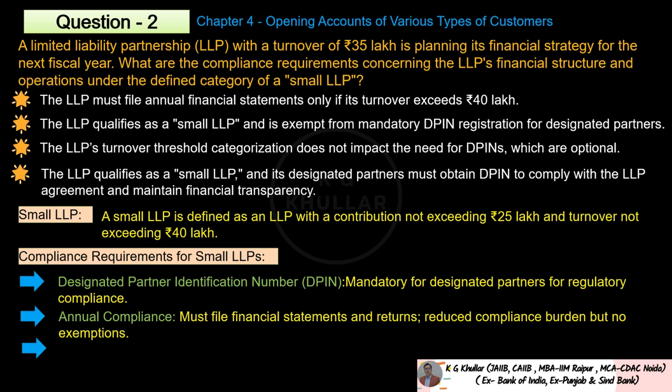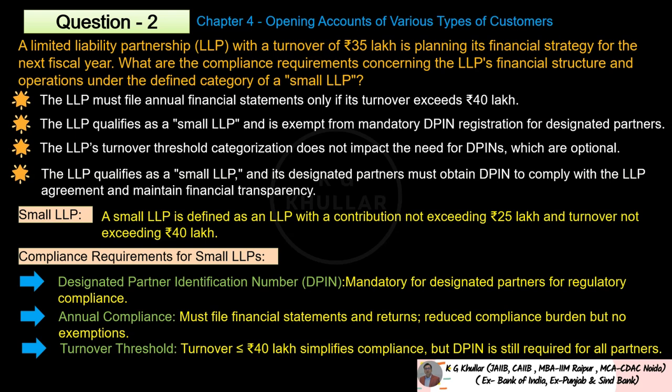The next is impact of turnover threshold. Friends, the turnover threshold of Rs 40 lakhs is crucial as it differentiates small LLPs from larger LLPs. Falling under the small LLP category simplifies some of the compliance process, but it doesn't alter the fundamental requirements such as the need of DPINs. All designated partners must hold a DPIN which acts as an identification number. So friends, as far as this question goes, the correct option is option D.